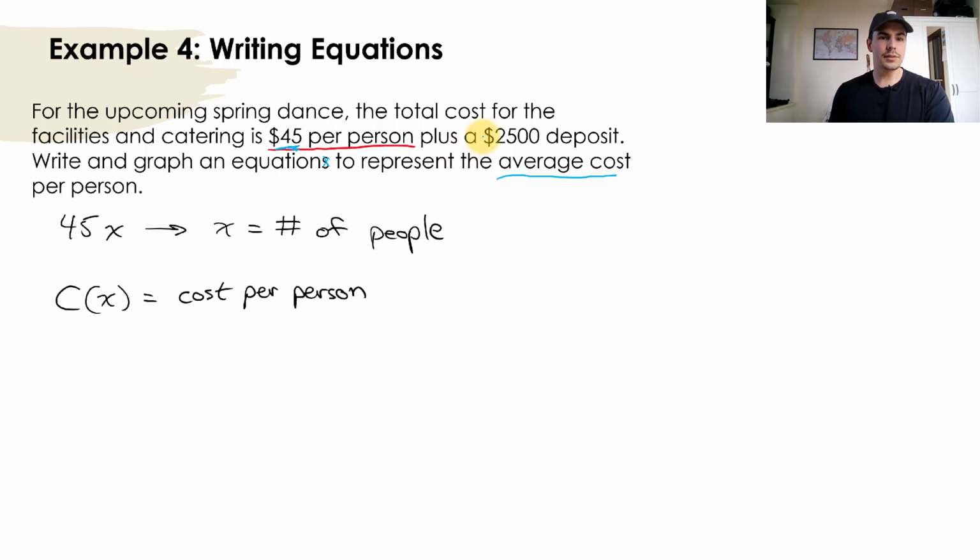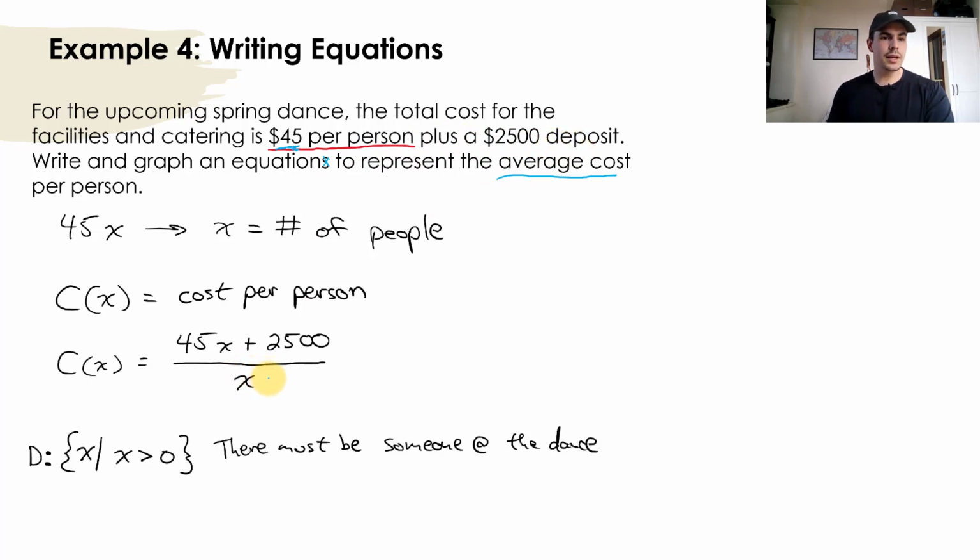We're trying to find out the cost here. So if I add this deposit to that 45x, and I divide that by x, the number of people that are coming to the dance. So the more people that come, the less per person we're going to have to pay, because we will divide this $2,500 deposit by the number of people who are coming.